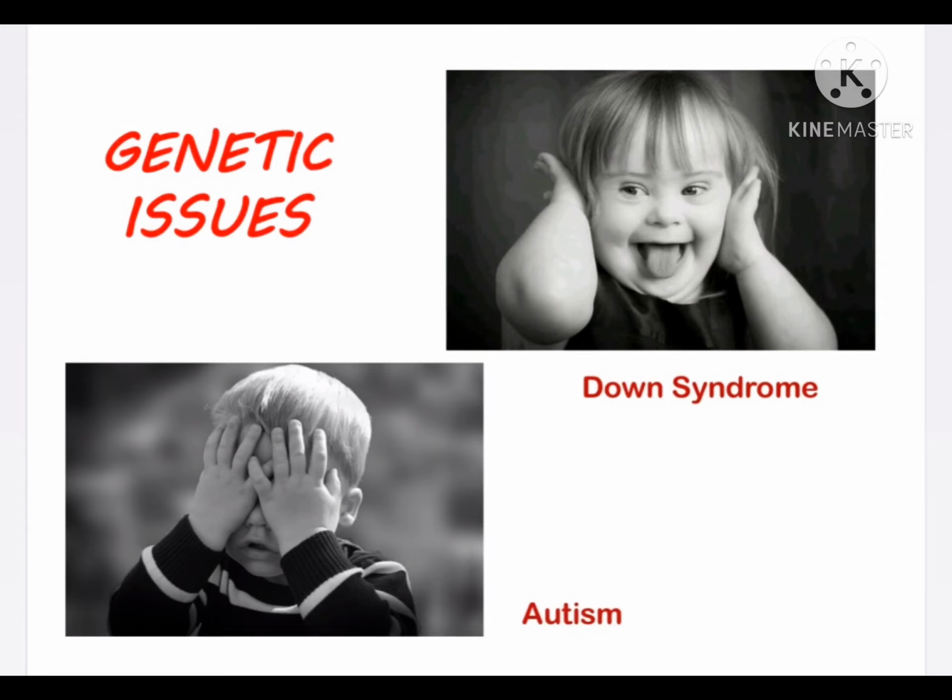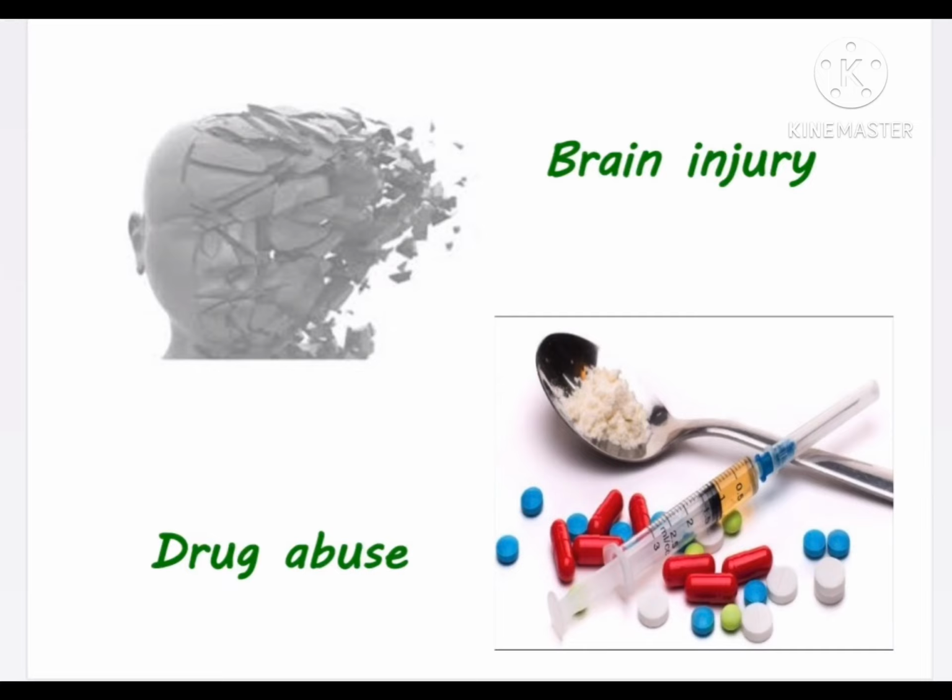Other issues can be genetic, such as Down syndrome or autism spectrum disorder. Those can cause speech and language delays that are inherent with the disorder itself. Another cause is brain injury and drug abuse. So how does brain damage affect speech?